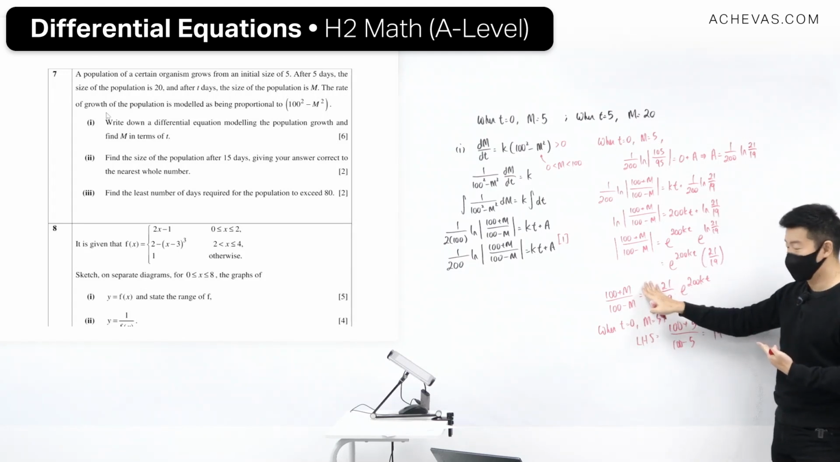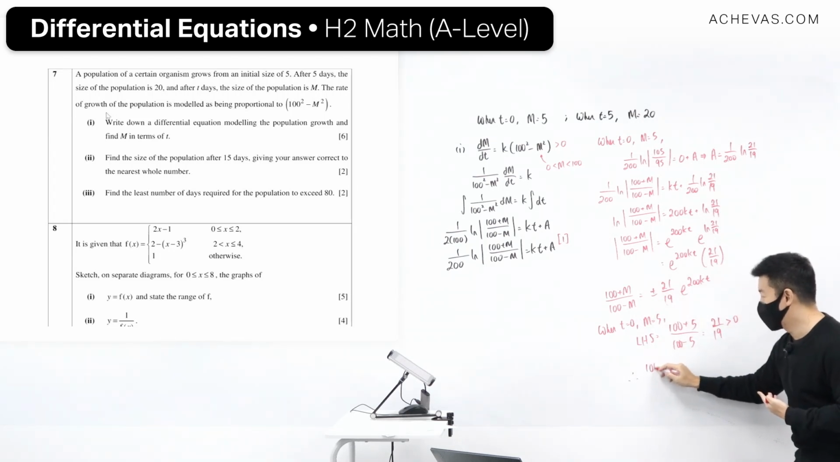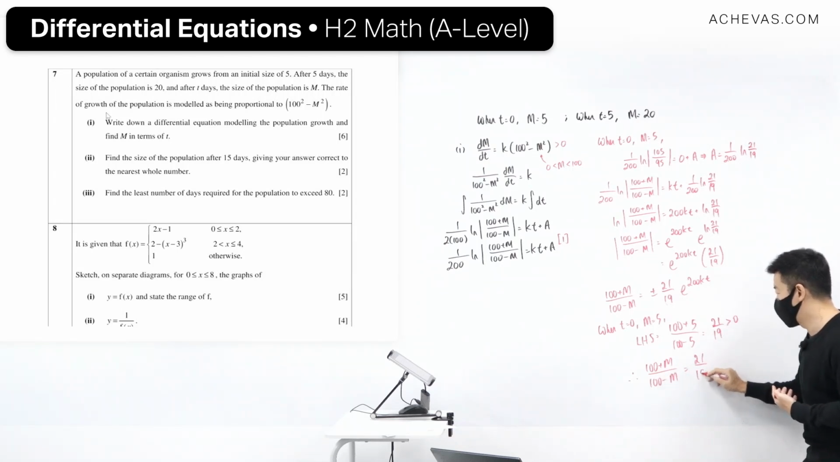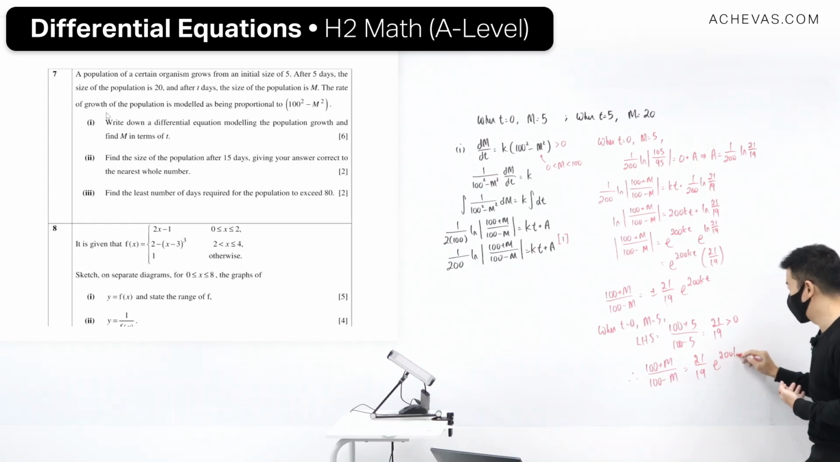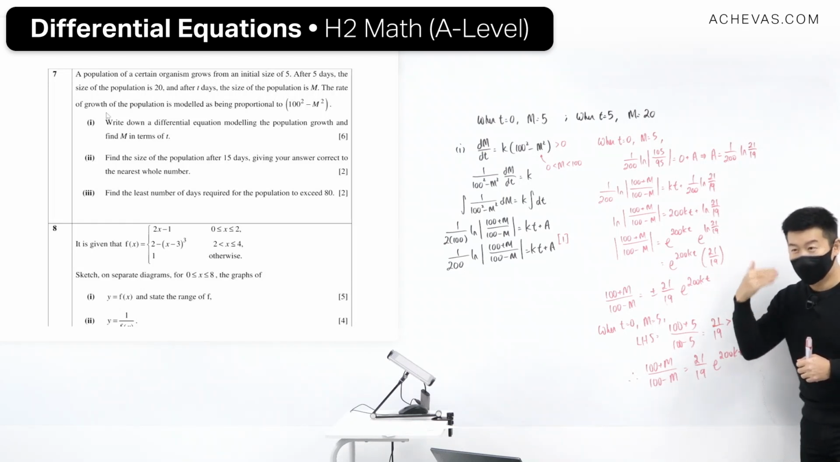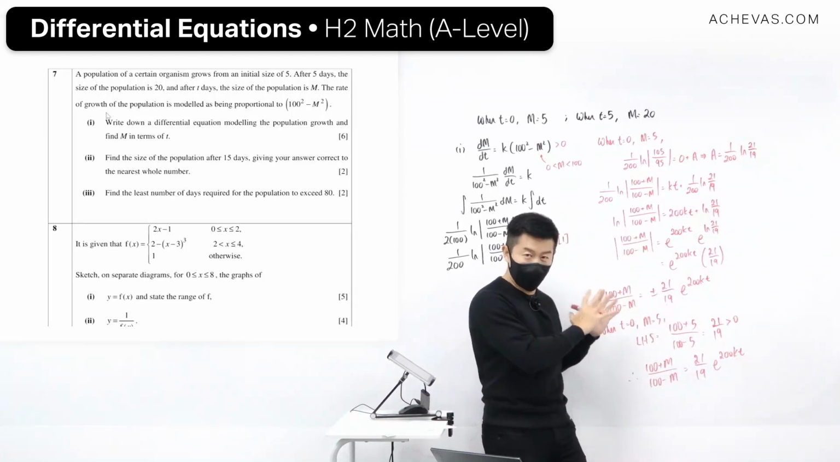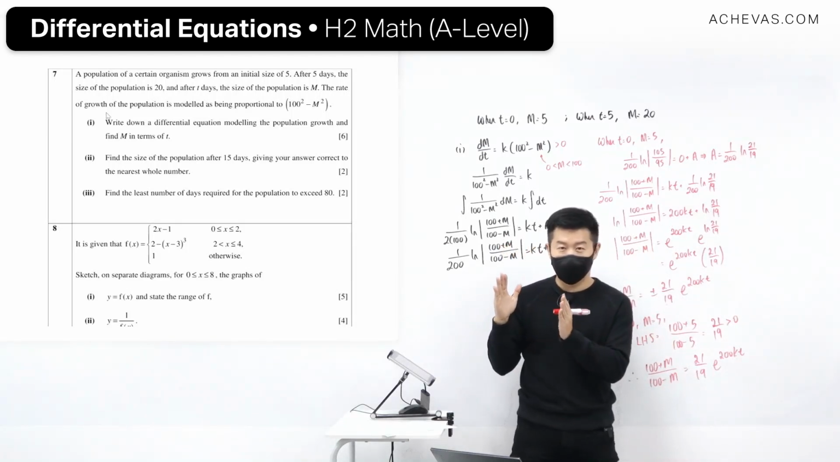That's why I will just remove the plus or minus. I'll probably say that therefore, I know 100 plus m divided by 100 minus m is going to be positive 21 over 19 e to the power of 200 kt. Then I'll go on to try to solve for k. A lot of thinking is involved, and that is why we didn't really get much chance to go through this during the 4 weeks plus of topical revision that we had during June, because then we were focusing on topics.